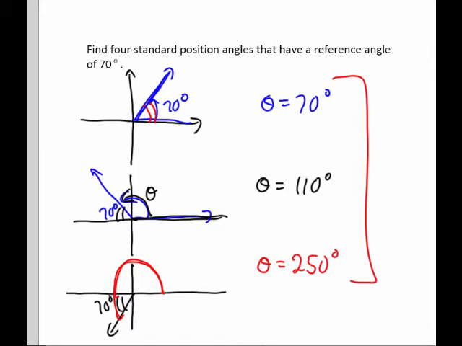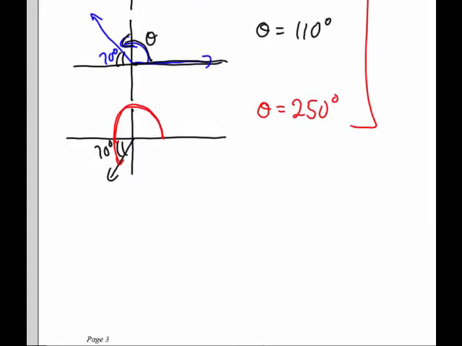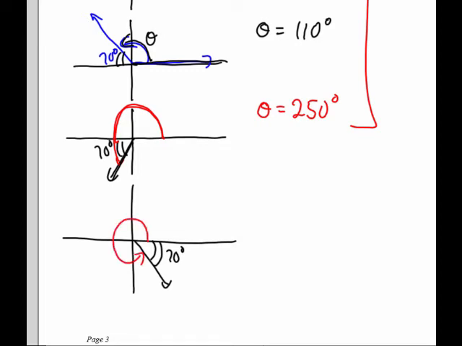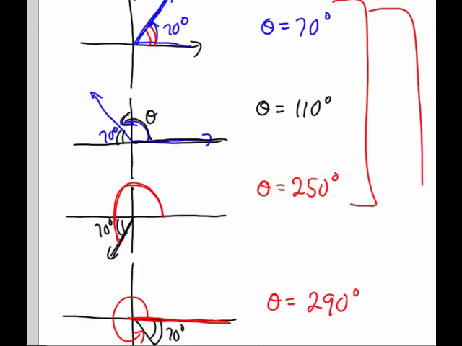And we can do this one more time to go to quadrant 4. I can reflect the terminal arm across the y-axis so that this little slice is 70, the reference angle, and so the standard position angle measured from here is 70 degrees short of 360. So if you subtract those, you get 290 degrees. All 4 of these angles have a reference angle of 70 degrees.